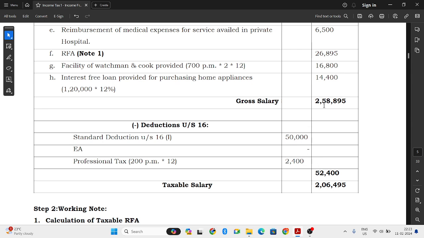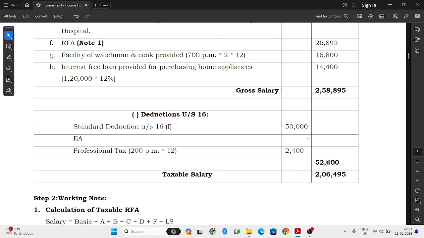So from 2,58,895, if we give a deduction of 52,400, the remaining taxable salary will be 2,06,495. The taxable salary is 2,06,495. This is how the full-fledged problem will be asked.